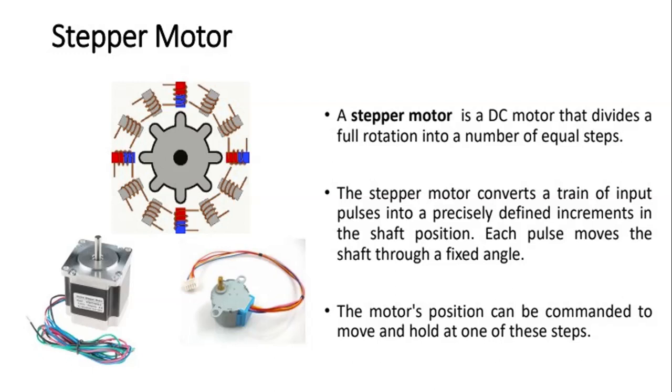The shaft is the outer portion. If we touch that shaft while the motor is on, we can sense the steps of that motor. The shaft moves in the form of steps. Each pulse moves the shaft through a fixed angle, and that angle is 1.8 degrees. So we are very much aware of that. The motor position can be commanded to move and hold at one of these steps, so we can control that particular motor.